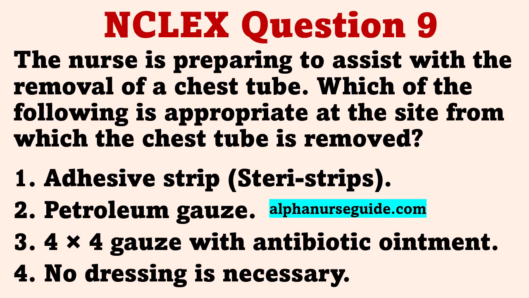The nurse is preparing to assist with the removal of a chest tube. Which of the following is appropriate at the site from which the chest tube is removed? 1. Adhesive strip. 2. Petroleum gauze. 3. 4x4 gauze with antibiotic ointment. 4. No dressing is necessary. The correct answer is 2. Gauze saturated with petroleum is placed over the site to make an airtight seal to prevent air leakage during the healing process. Dressings with antibiotic ointment or adhesives are not used.